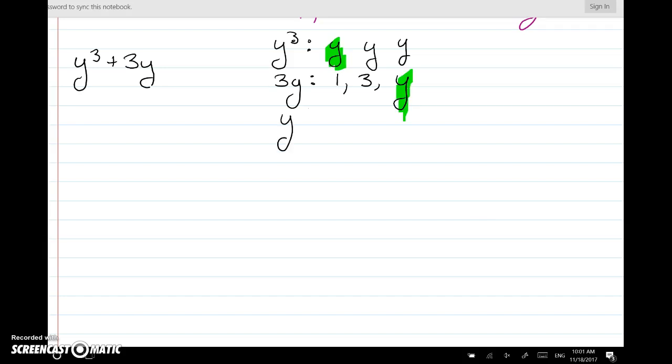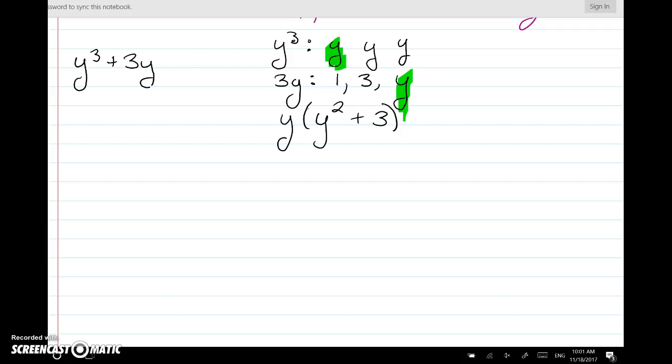Why? Because I said so. Okay, bad joke, I apologize. Well, if I take 1y away from y to the third, I'm left with y squared. So y squared plus, if I take 1y away from 3y, all I'm left with is 3. So that's my answer.